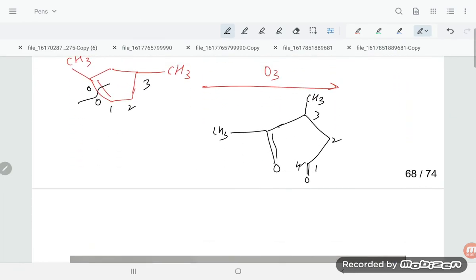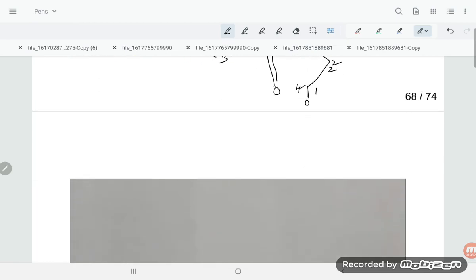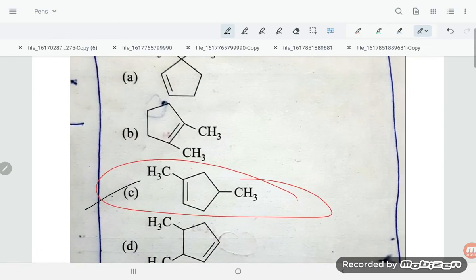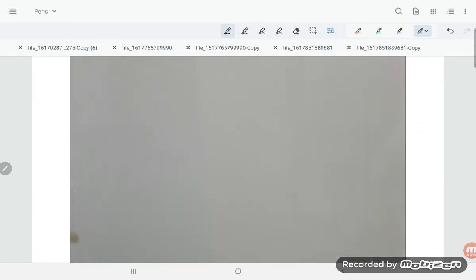Here in this one you see 1 2 3, third position methyl, and here again is a CH2 group. This is the 4, this is the 5, and this is 6, because this carbon we left out. So our required answer will be option number third. You can check with all the other options.